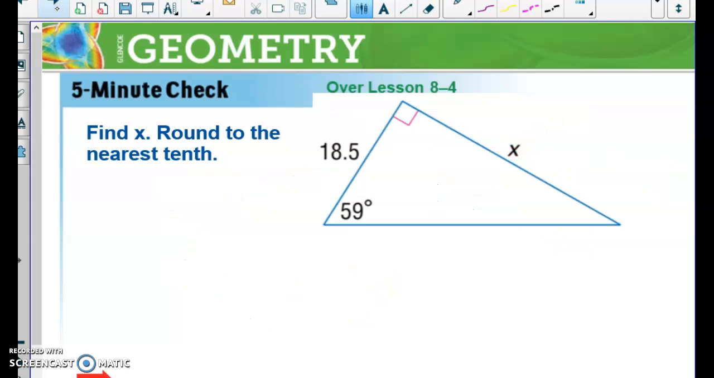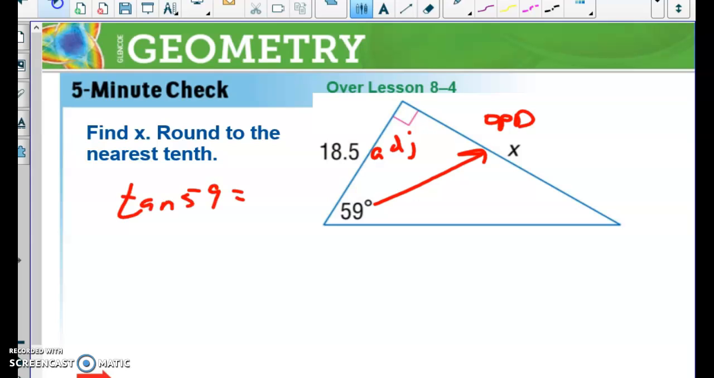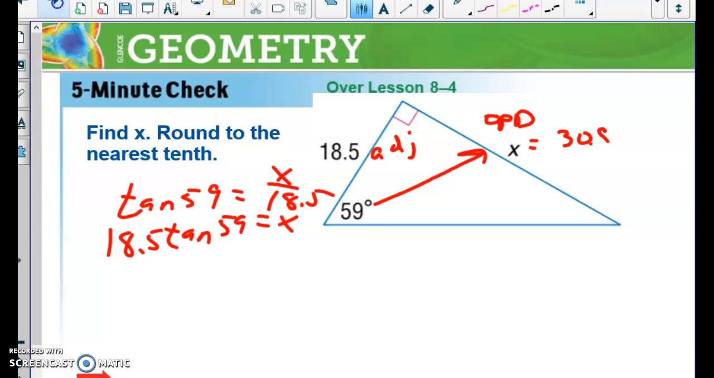If I want to find x here, we see that this is the opposite and this is the adjacent. So I'm going to use the tan of 59 is equal to the opposite over the adjacent. Multiplying both sides by 18.5, I get 18.5 times the tangent of 59 gives me this opposite length of 30.8.